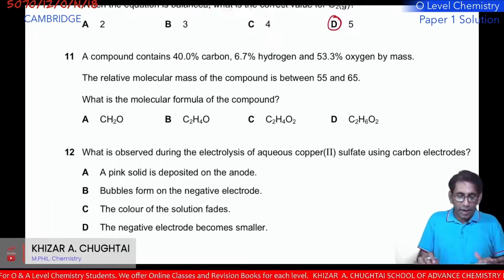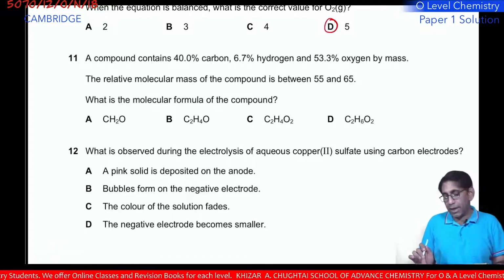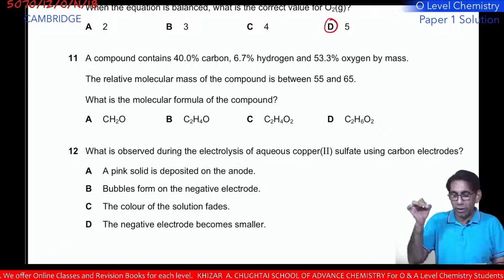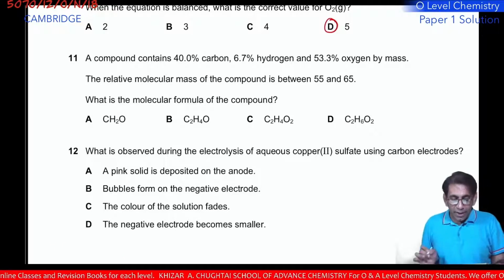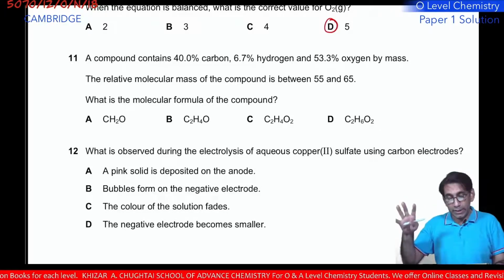Question number 11. A compound contains 40% carbon, 6.7% hydrogen, 53.3% oxygen by mass. The relative molecular mass of the compound is in between 55 and 65.